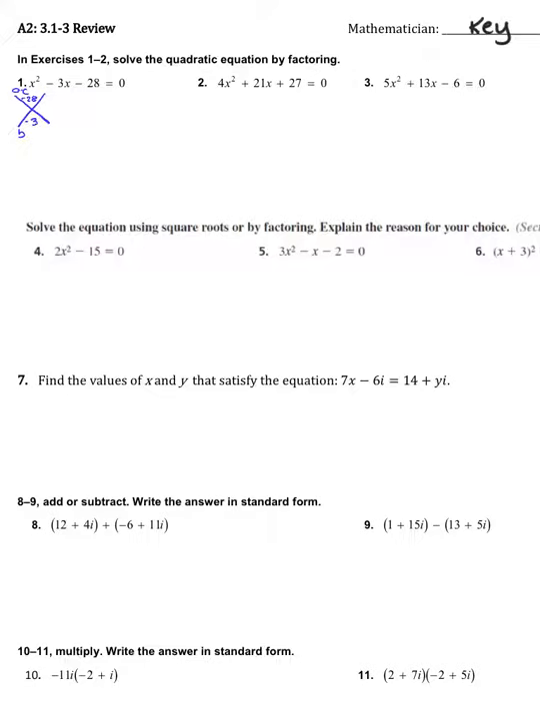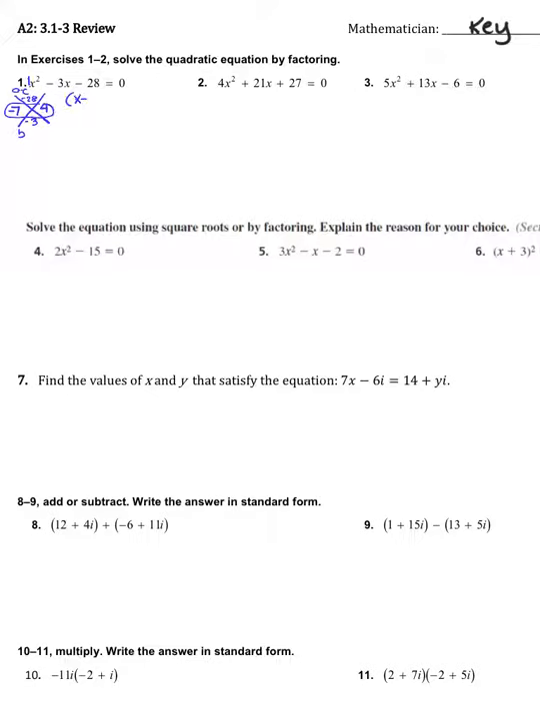And you want to ask yourself, what times what will give me a negative 28, but add up to a negative 3? So we need the larger number to be negative. So a negative 7 times 4 is a negative 28, but negative 7 plus 4 adds up to a negative 3. Because there's a 1, and only when there's a 1 as your lead coefficient, can these numbers that you come up with go directly into your parentheses.